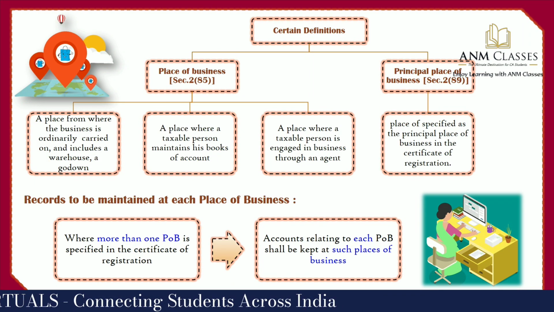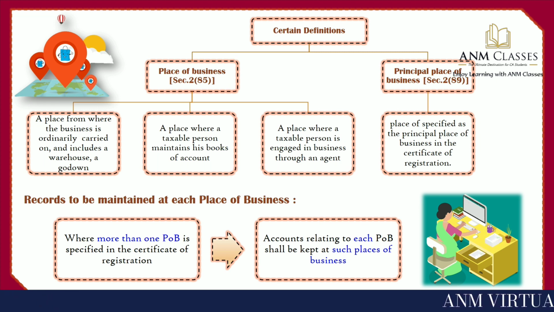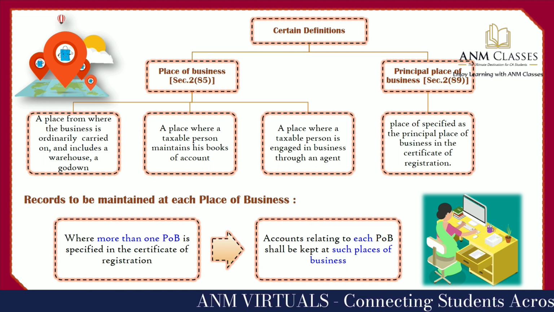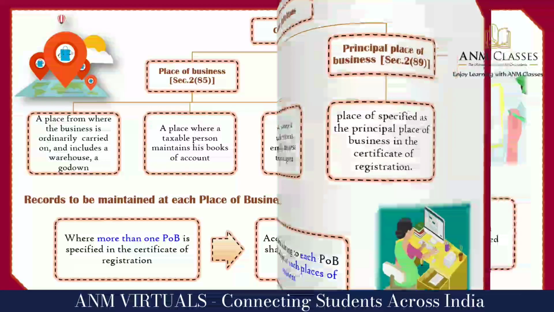You may have a principal place and additional places, but where do you have to maintain them? Principal place of business is the place that you have mentioned in the registration. Are you really with me? If you are having multiple places of business mentioned in the registration, then the books of accounts must be kept at those places. Yes or no? And then the books of accounts are maintained, you see.